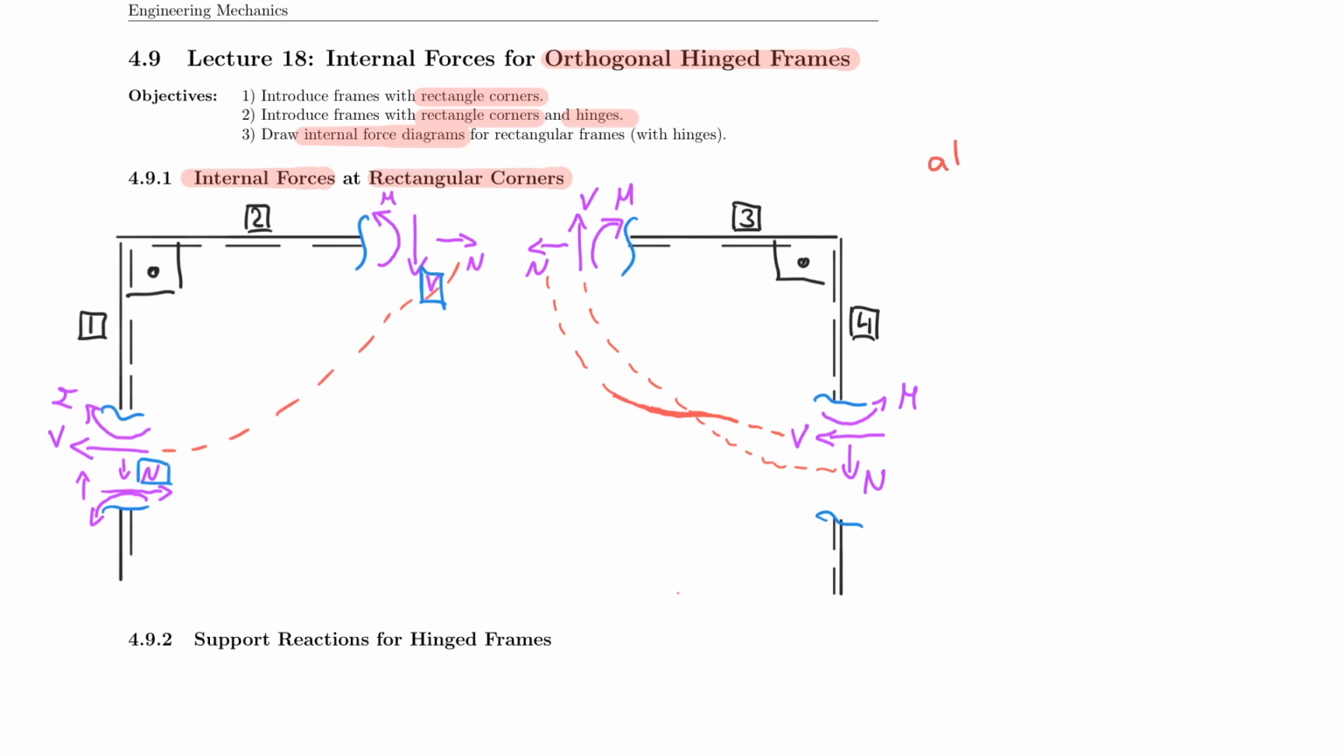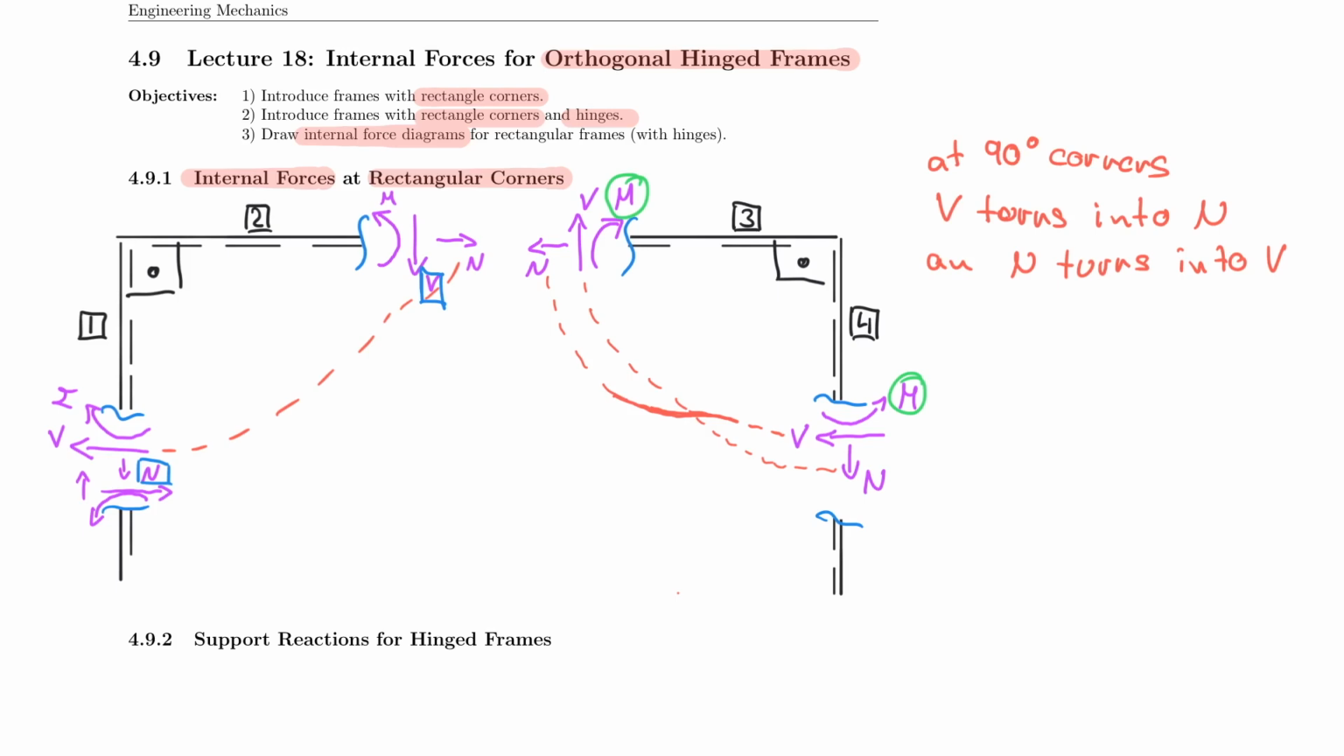So at 90-degree corners, V turns into N, and N turns into V. Careful, however, because the moment does not change at the corner, right? Because the moment only turns about a point, and it doesn't matter if it turns clockwise or counterclockwise, the value has to stay the same.